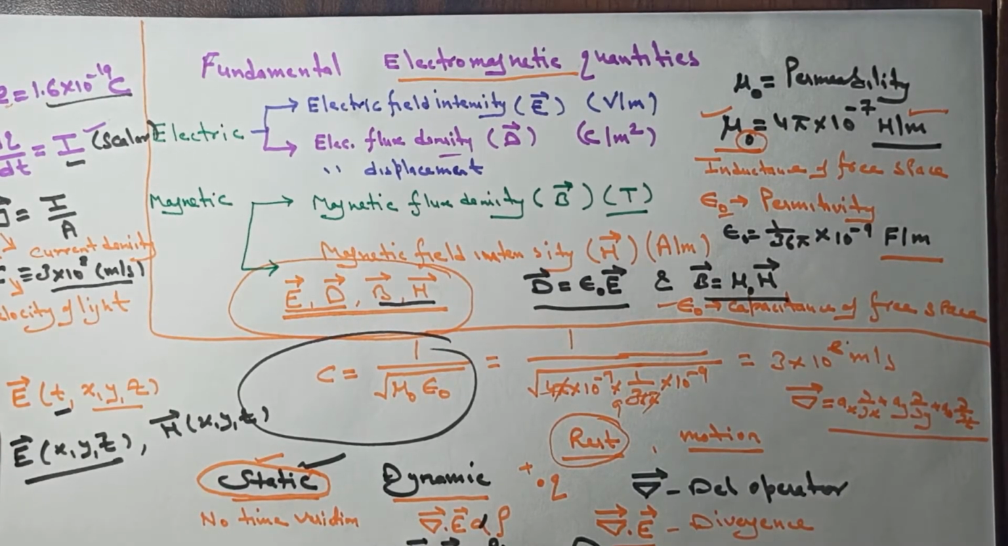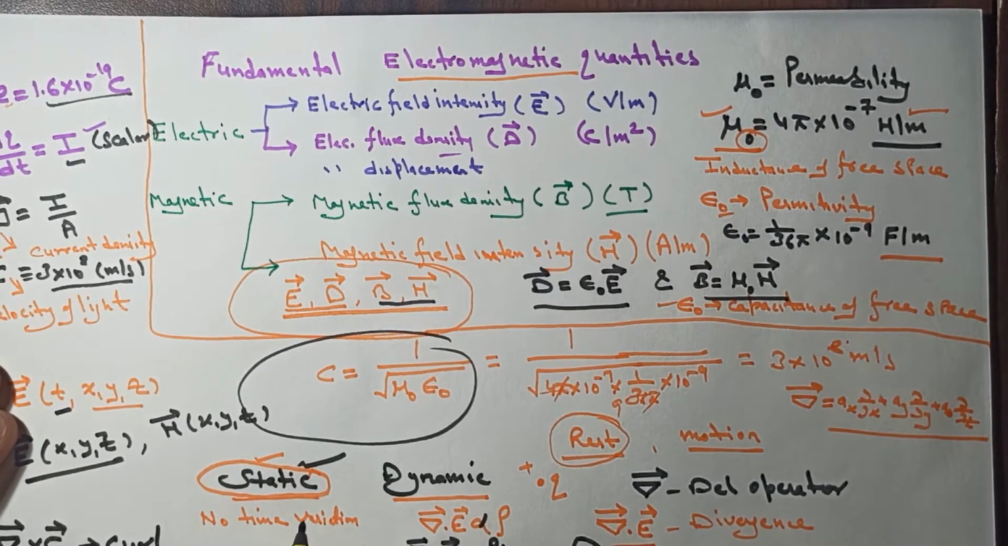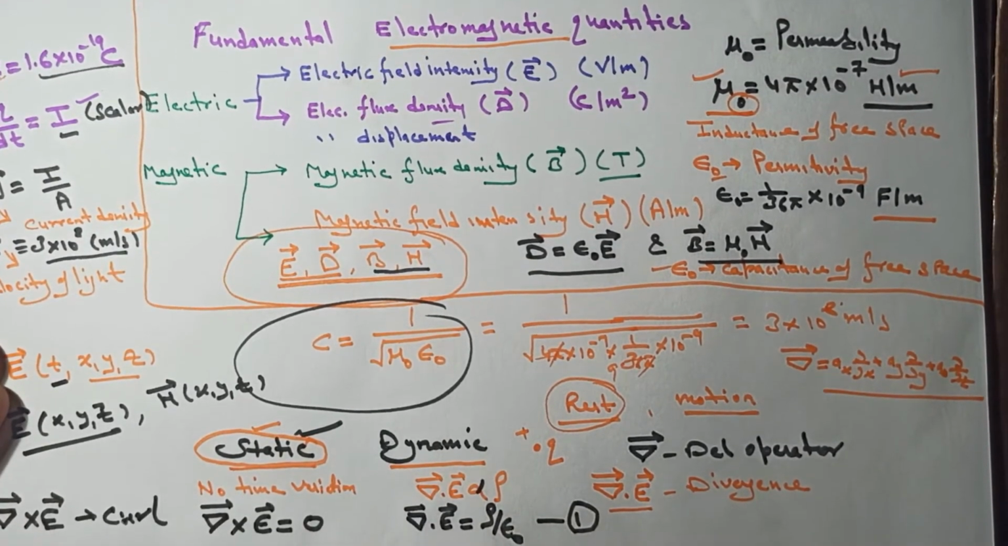Similarly, if you want to write the curl of this electric field, the cross product with the del operator will give you the curl. Curl will give you the net circulation. So what is the net circulation of this electric field? In the static case, where it is not changing with time, del cross E is always 0. It will not produce the circulation effect.